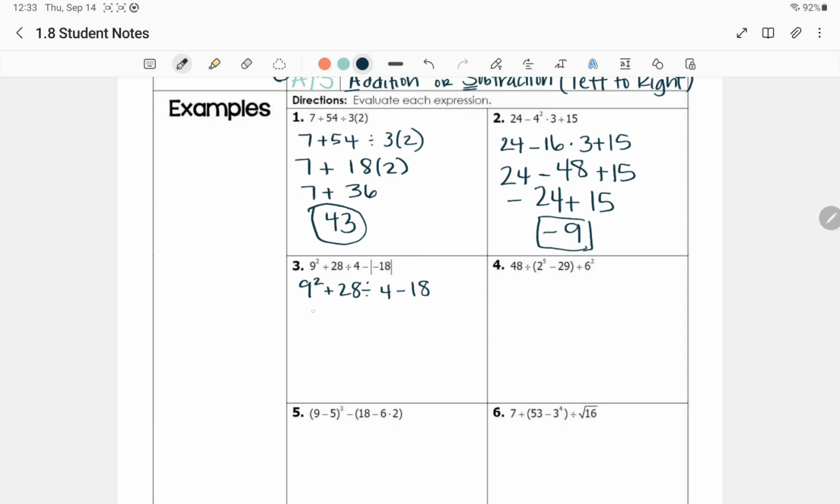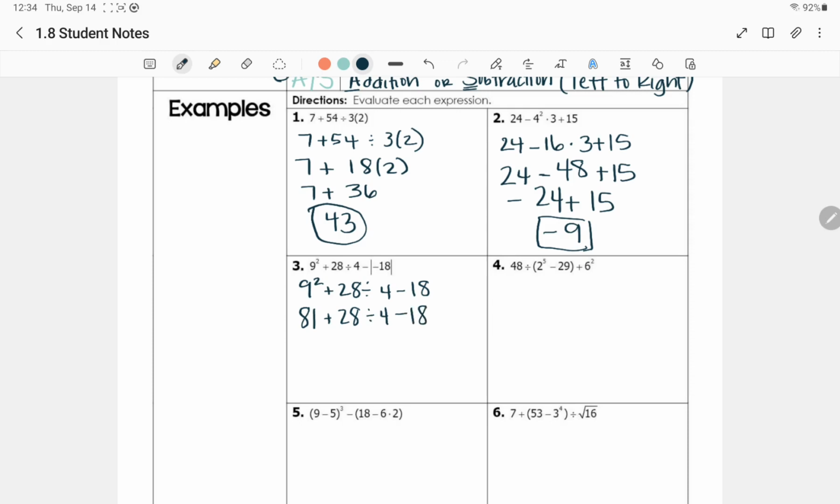And now I'm going to follow the rest of PEMDAS. So that was the P. Exponents are next. 9 to the second power is 9 times 9. 9 times 9 is 81. So 81 plus 28 divided by 4 minus 18.